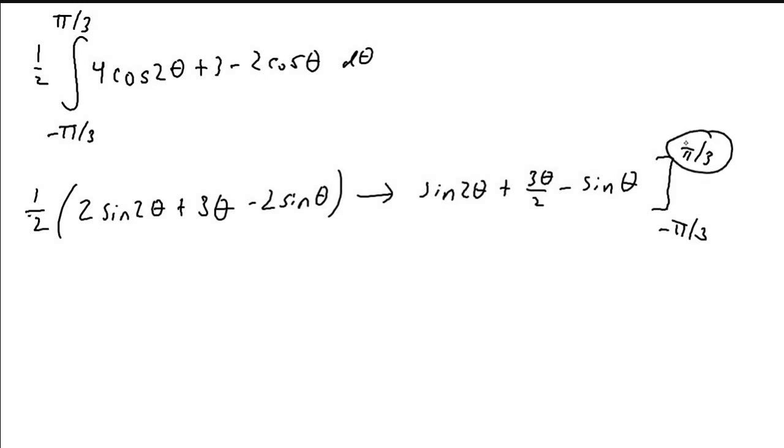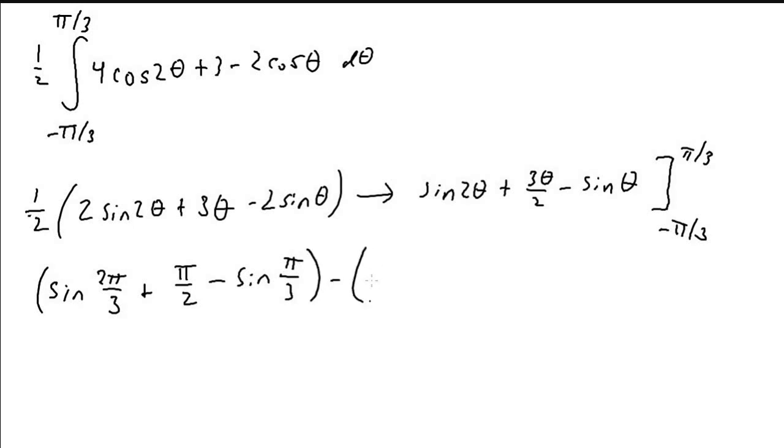So when I first plug in pi over 3, we'll get sine of 2 pi over 3 plus 3 over 2 times pi over 3, so then 3 pi over 6, or pi over 2, minus sine of pi over 3. Now minus when I plug in negative pi over 3, so we'll get sine of negative 2 pi over 3, minus 3 pi over 6, or minus pi over 2, minus sine of negative pi over 3.